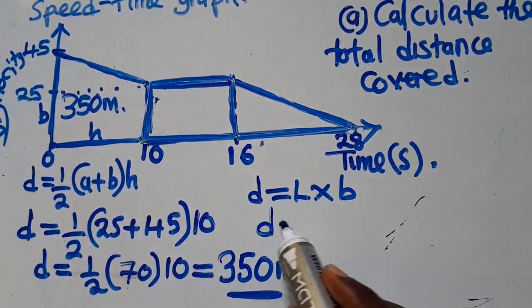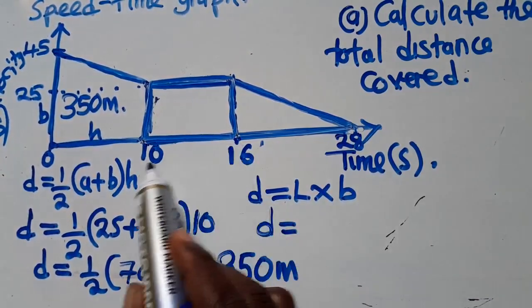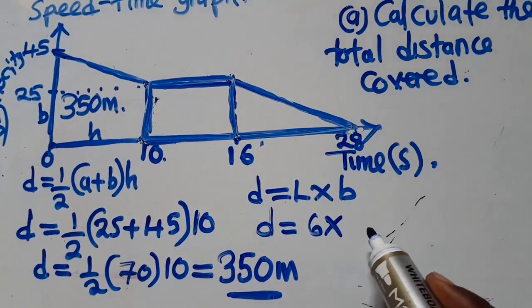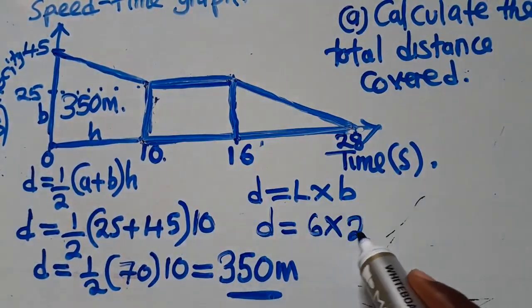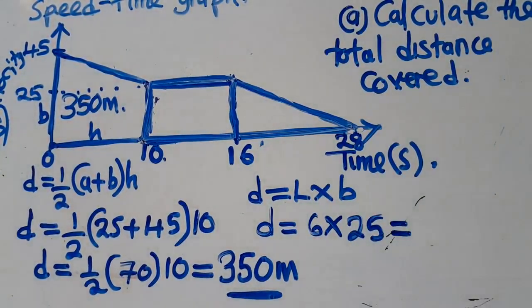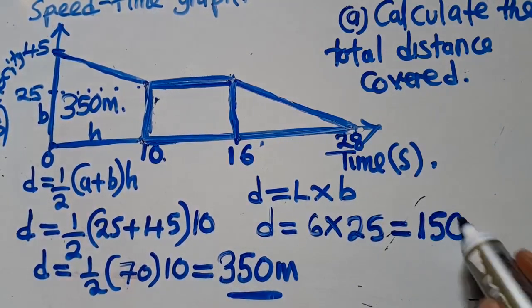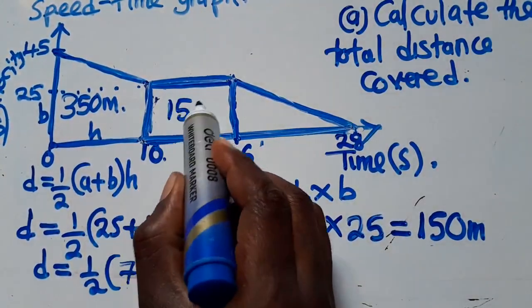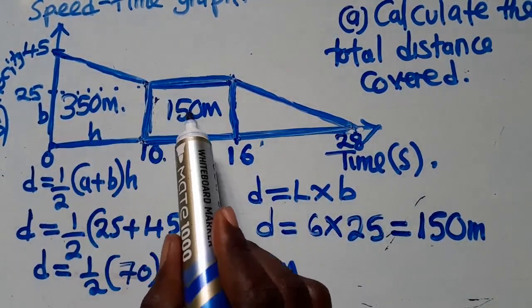So this is equal to, what is your L length from here to there? 6. Have you seen? 10 to 16, it is 6. What is your B from here to there? 25. So you put your 25 there. Then finally, what is your answer? You say 6 times 25. Your answer is 150. So we say 150 meters. So I can put my 150 meters there. That's where my 150 meters is. So I found for this one. I found for that one.